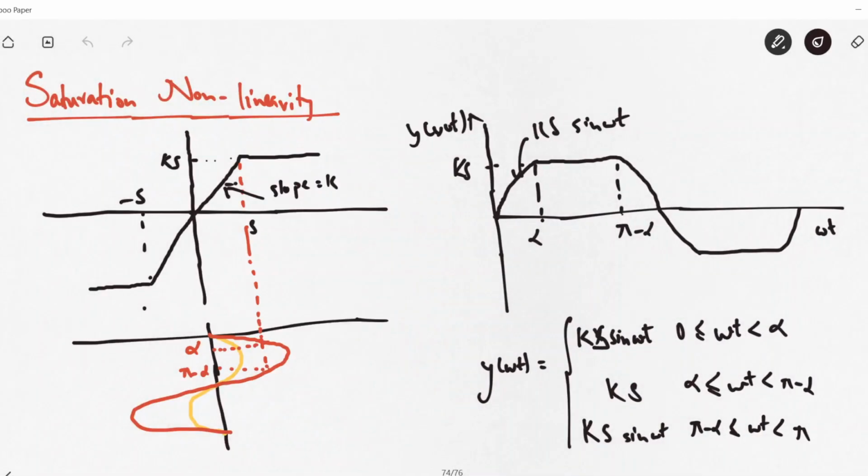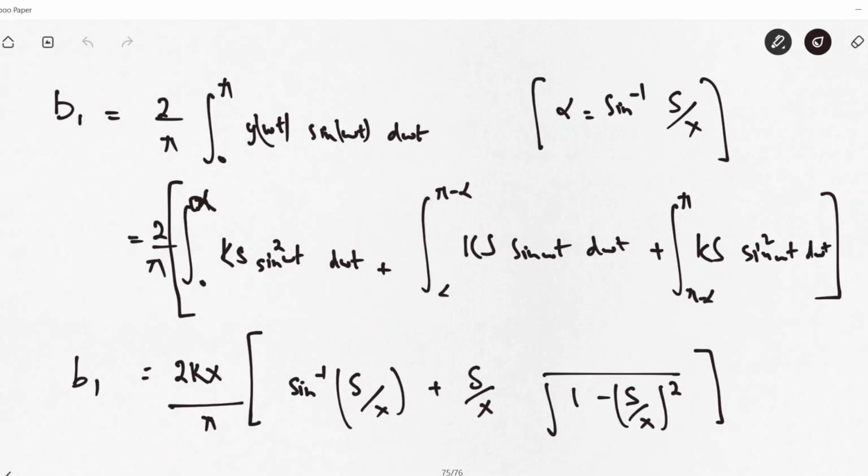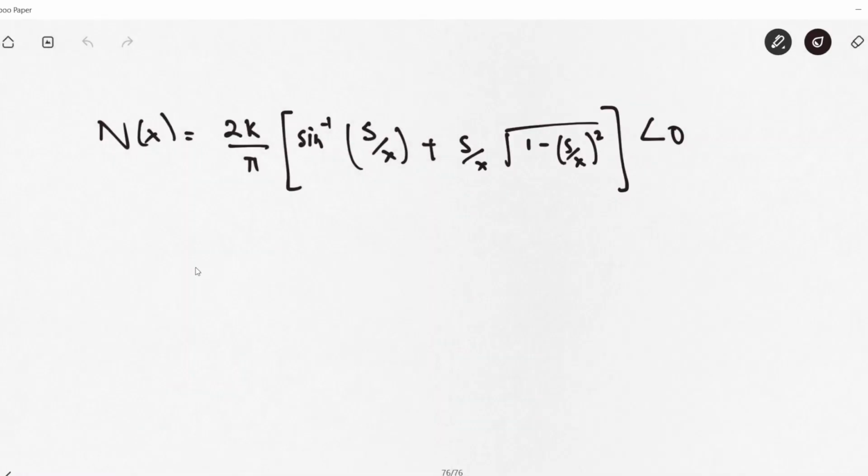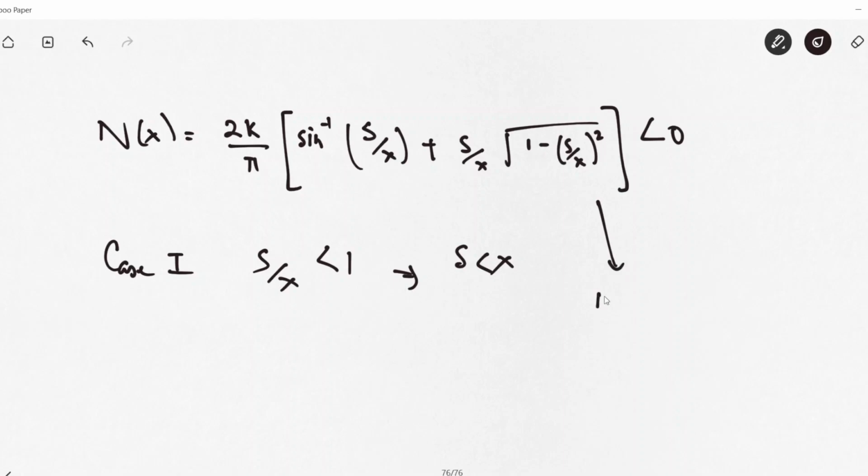Now we were going to generalize this. So for case 1, where s by x will be less than 1, that means s is less than x, fine. S is actually the saturation effect, that is actually less than the magnitude of the sinusoidal input. That means actually the output will be saturated. So this will be our Nx in that case.